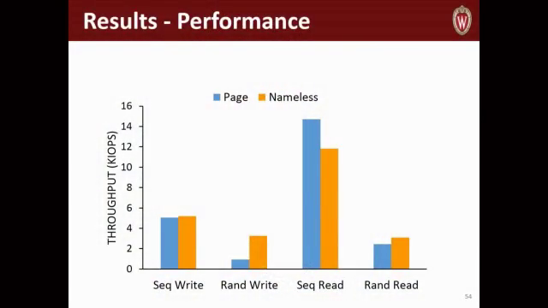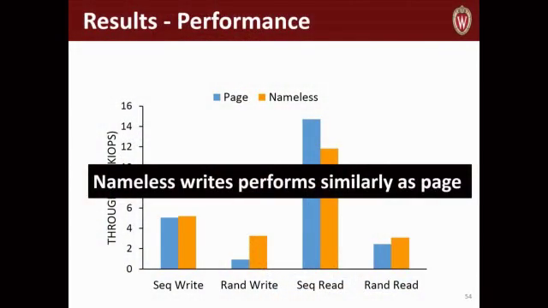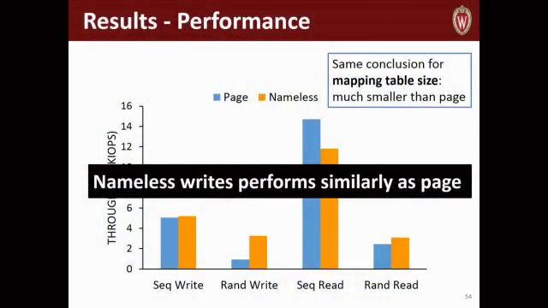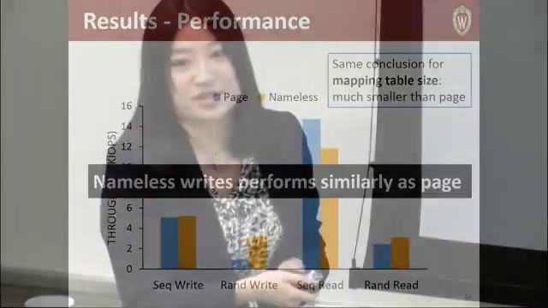And this is a performance result. We show sequential and random writes, and sequential and random reads. And this is throughput in KIOPS. You can see that in some cases, nameless write is outperforming the page level FTL. This is because of the special I/O scheduler that I had. But overall, we found that nameless write performs similarly to the page level FTL. And for the mapping table size, we have a similar conclusion, that it's much smaller than the page table size of the page level FTL.